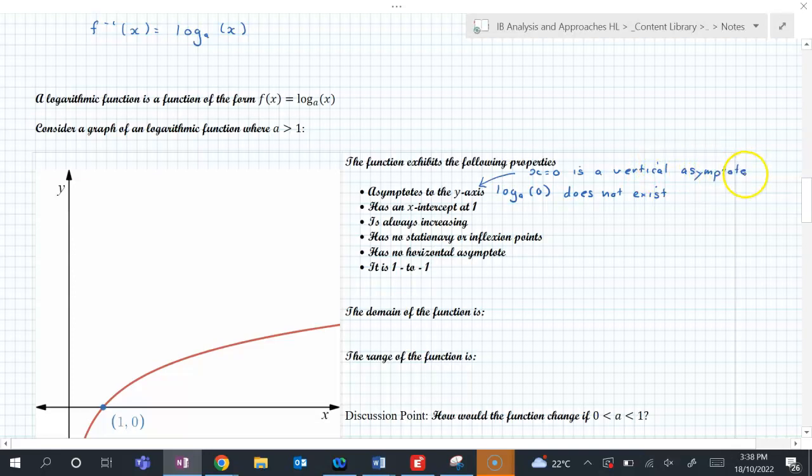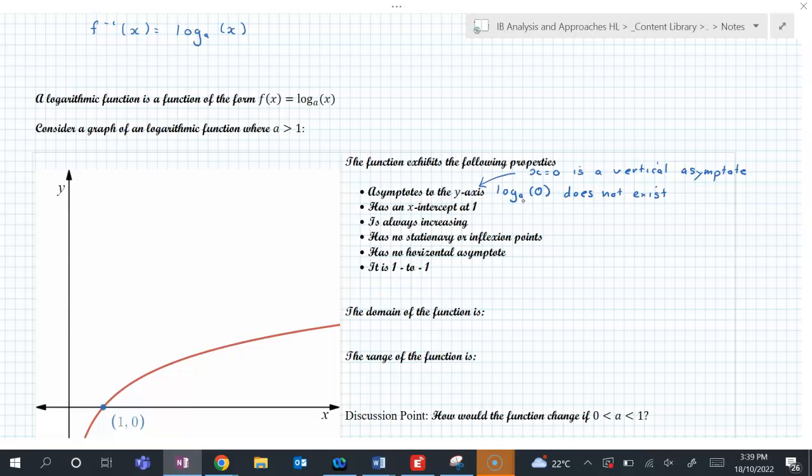If you think about it, why does log of base a of 0 not exist? Well, remember, a log is giving us a power, and there's no power of a real number that will give us 0. So if you think about 2 to any power, 2 to the power of 1 gives us 2, 2 to the power of 0 gives us 1, 2 to the power of minus 1 gives us a half, and then it's a quarter, and so on. So I cannot find a power such that I raise 2 to that power to give me 0. There is no power such that 2 to the power gives us 0.